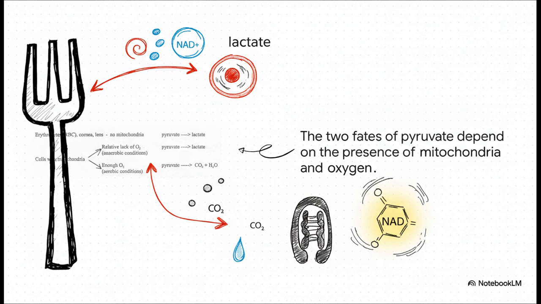Under those anaerobic conditions, think about when you're doing a really intense workout. Pyruvate gets turned into lactate. Now, why would it do that? It's actually really clever. This reaction recycles a key ingredient, NAD+, that's needed way back at the start of the payoff phase. If the cell didn't do this, the entire energy assembly line would just grind to a halt.